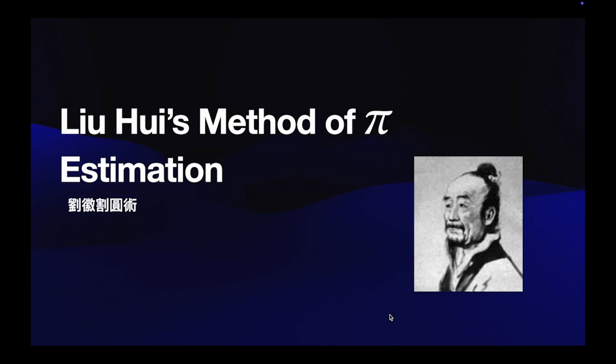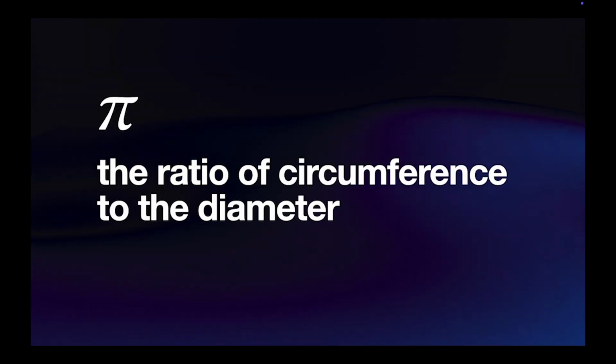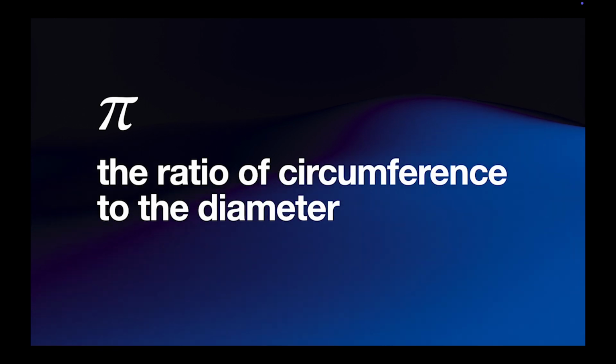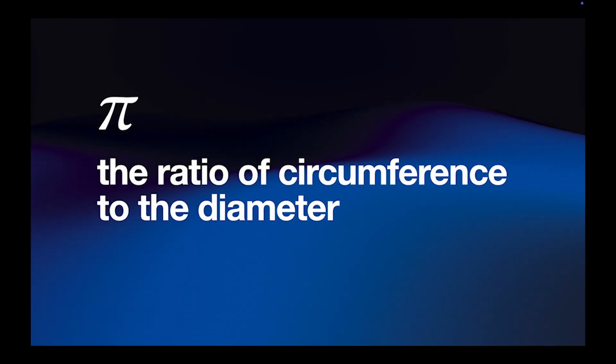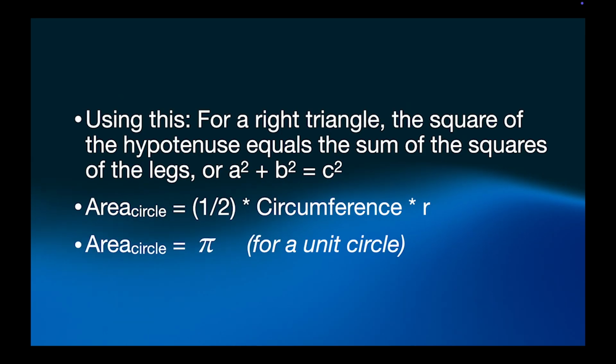We'll explain the method used by 3rd century Chinese mathematician Liu Hui to estimate the value of pi. Pi is simply the ratio of the circumference of a circle to its diameter. And we have the following 3 premises.